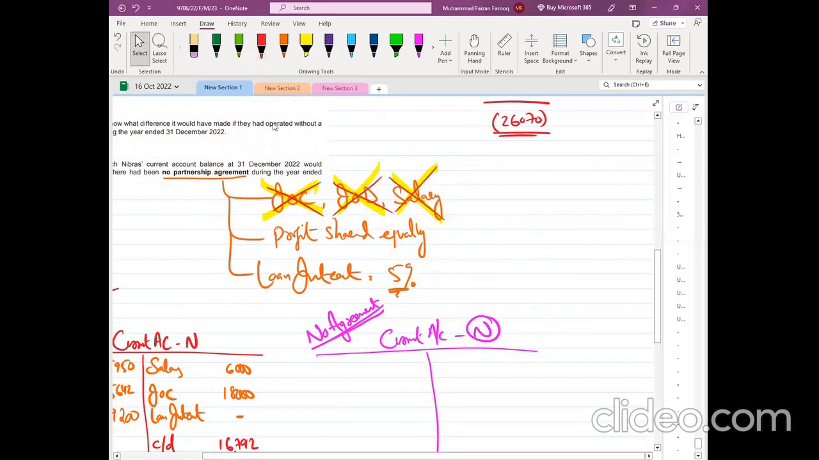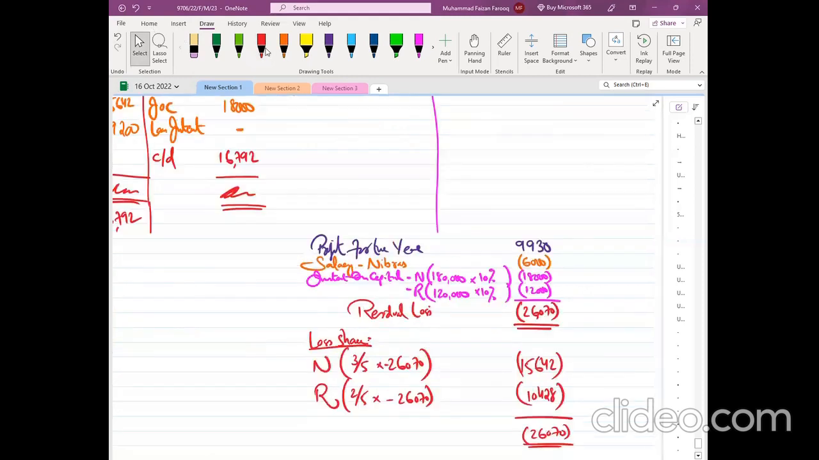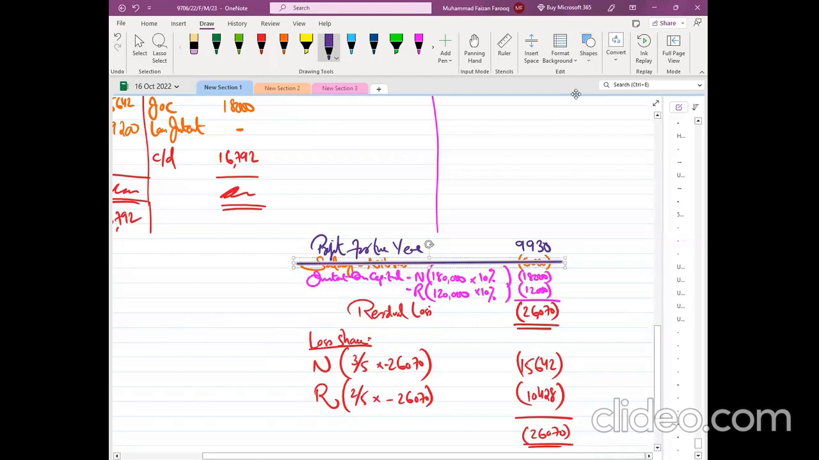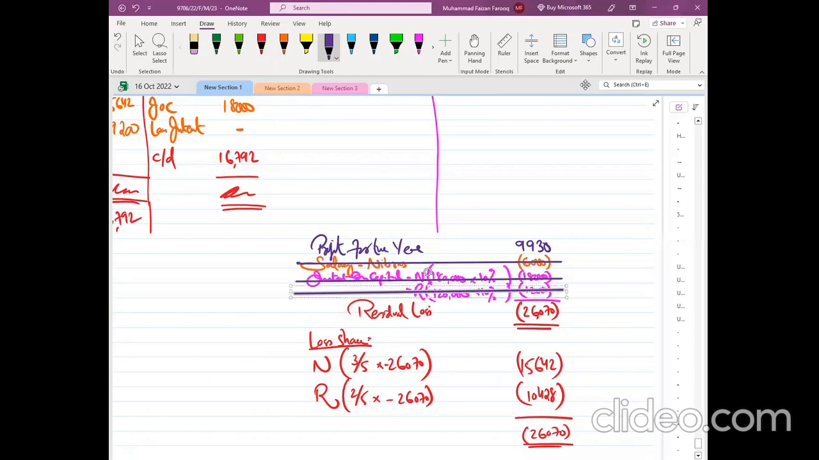So, I am removing what cannot be there. The first thing which cannot be there is salary, right? So let me remove the salary. The salary is gone out. Then if there is no agreement, there is no interest on capital at all. The interest on capital is gone out. There is no interest on drawing, fortunately. Otherwise, the interest on drawing must be gone out.